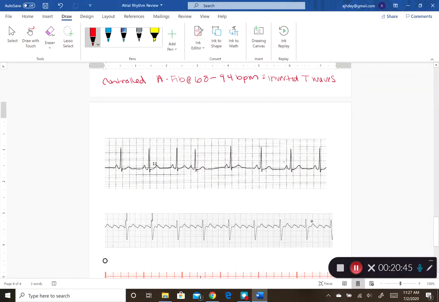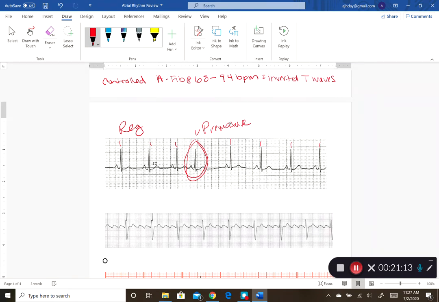All right, next rhythm. I definitely have one beat that's sticking out to me because it looks like it's coming early. If I march out these, that looks pretty regular there, and when I come over here, that all looks pretty regular too. So my underlying rhythm is regular, but I have one beat that seems to come early. That one is going to be my premature beat.